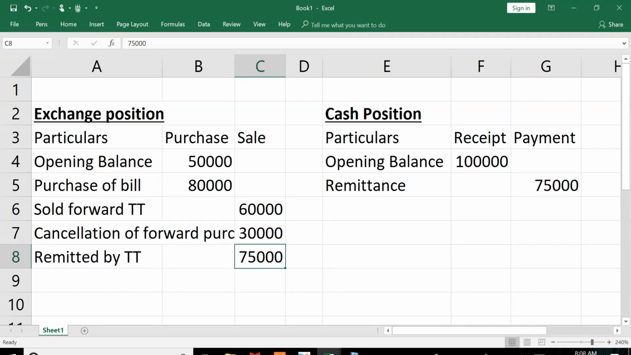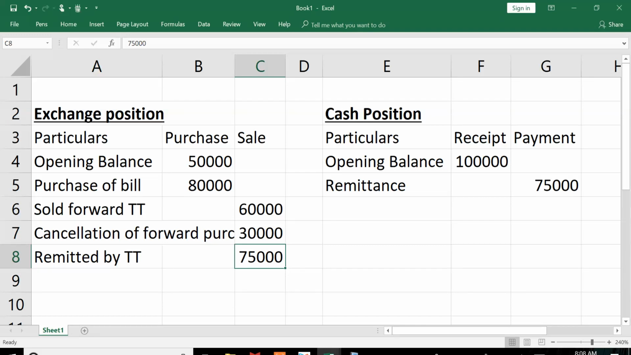So if a transaction impacts exchange position, it is going to impact your cash position in a few days. But there is a certain set of transactions which will impact both. There's only one, which is immediate payment or immediate receipt. When you have an immediate payment or receipt, it will impact both exchange position as well as cash position, and remittance by TT falls under that category. It's an immediate remittance which you have done.